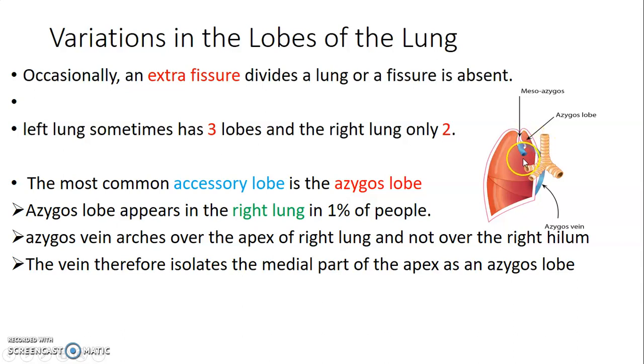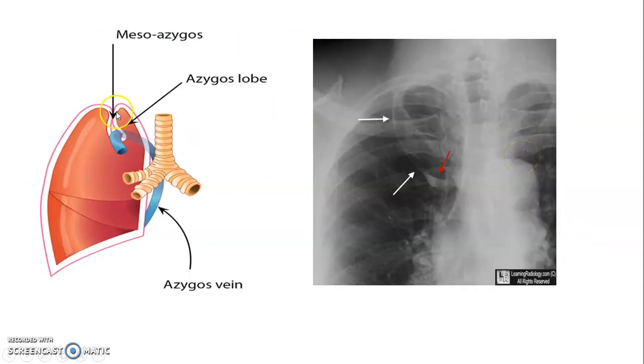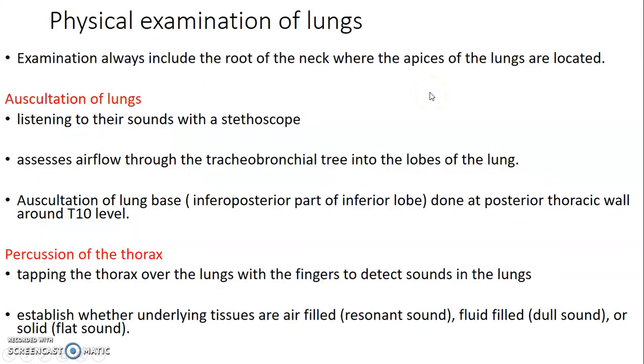And you can see the azygous vein here. So this is your azygous lobe. This is the azygous vein that has arced on the apex of the lung. And from here, you can appreciate this portion. There's the space here with your azygous vein, and this is your azygous lobe on chest X-ray.